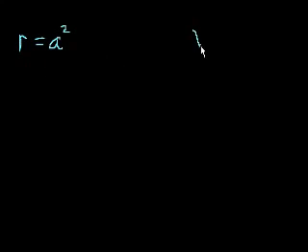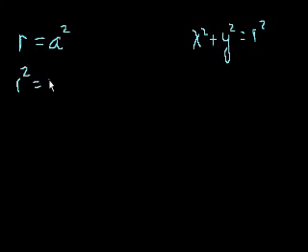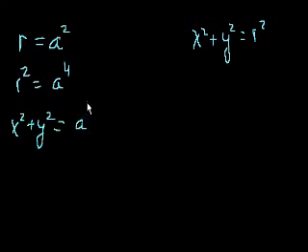Well, we know that x squared plus y squared is equal to r squared. So one thing we could do is maybe just square both sides of this equation. So you get r squared is equal to, what's a squared squared? Well, it's a to the 4th, right? It's a to the 2 times 2, so a to the 4th. And we know what r squared is. It's x squared plus y squared. So you get x squared plus y squared is equal to a to the 4th. Not too bad.